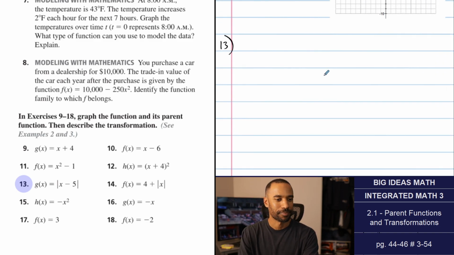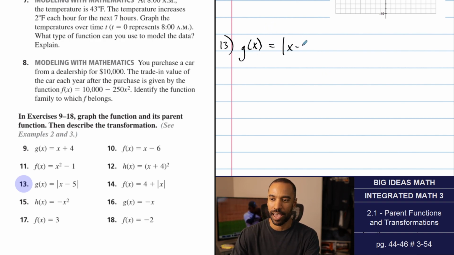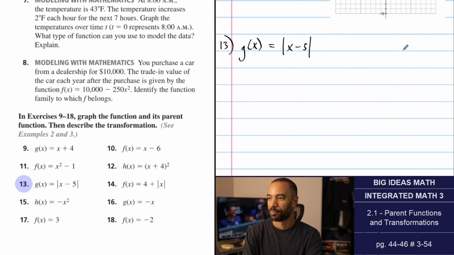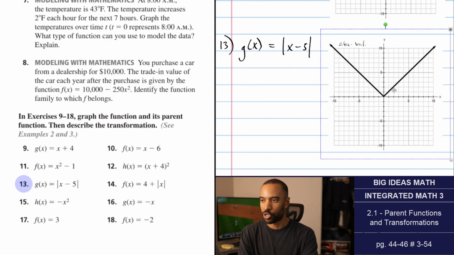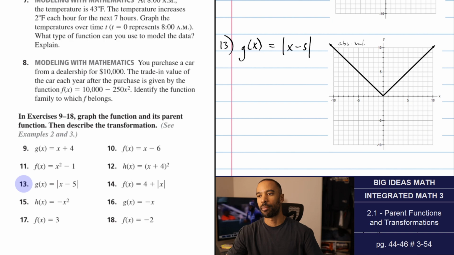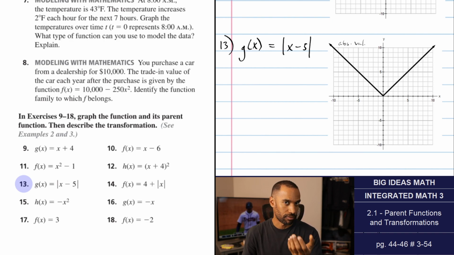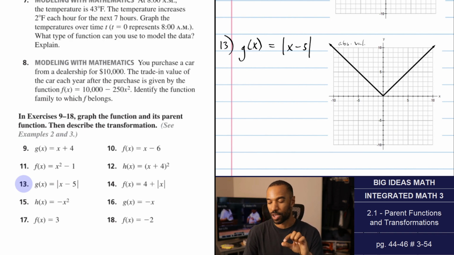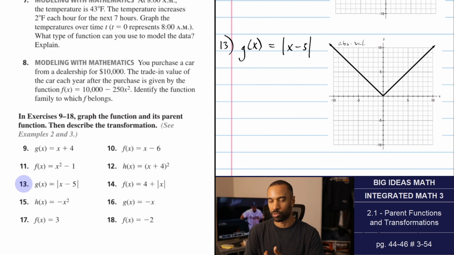Number 13. I have g of x equals absolute value of x minus 5. Okay. So absolute value is our v shape. This is your parent function. You must graph it alongside this other guy. Remember, the minus 5 is inside of the function. So when you plug in numbers for x, you should choose 5 as your middle value. When you choose values for x, you subtract 5, and then you take its absolute value after you subtract 5.